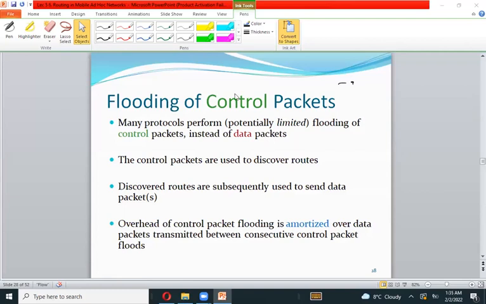Class. In the last lecture, we had a discussion about flooding of data in mobile networks. And today we will discuss flooding of control packets. As you know, flooding of data and control packets together increases the overall communication overhead inside a network. There are many protocols which perform flooding of a control packet instead of a data packet.